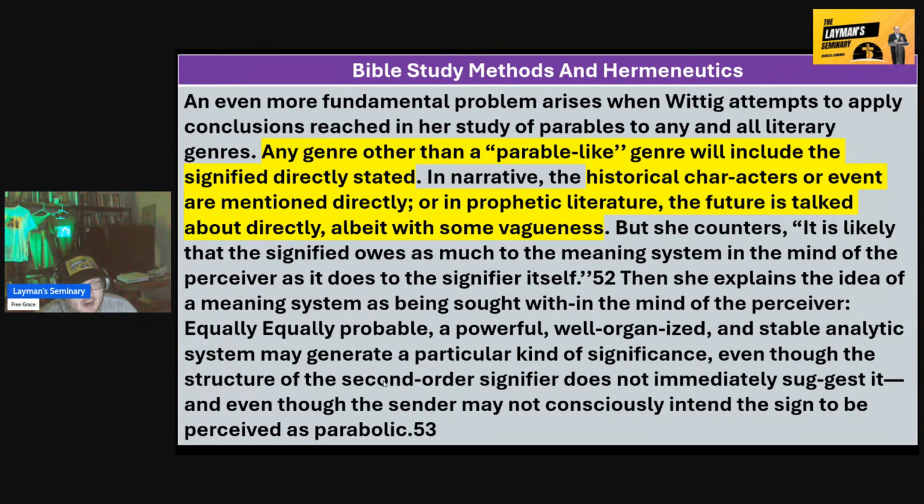"Equally probable, a powerful, well-organized, and stable analytic system may generate a particular kind of significance, even though the structure of the second-order signifier does not immediately suggest it, and even though the sender may not consciously intend the sign to be perceived as parabolic." Wow, that was a tough sentence to understand.